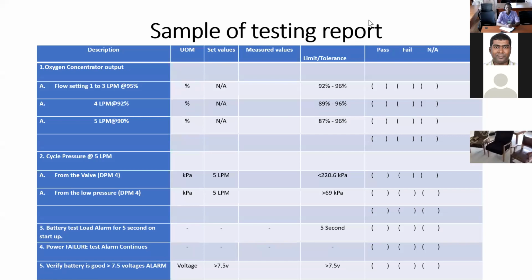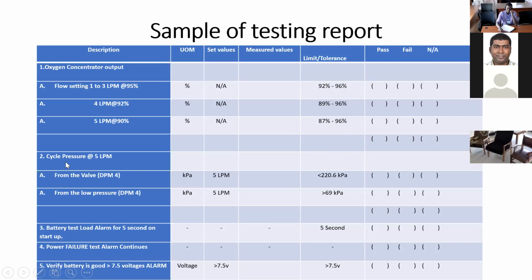So this is a sample testing report for an oxygen concentrator. First step, check the oxygen concentrator output. When your flow setting is 1 to 3 liters per minute, you should get somewhere 92 to 96 percent. When you set 4 liters per minute, the percentage may be from 89 to 96, depending on the model of the oxygen concentrator. At 5 liters, your oxygen limit can change to 87 to 96.